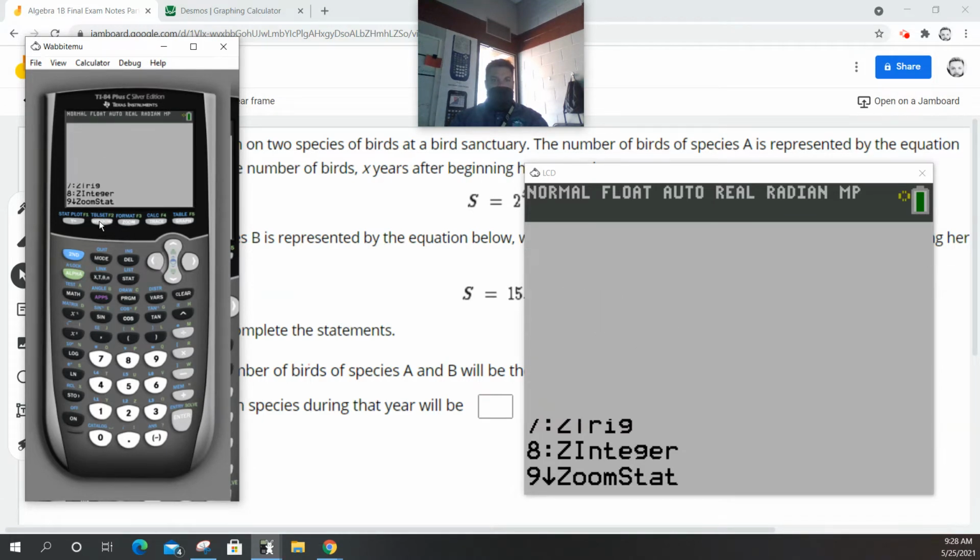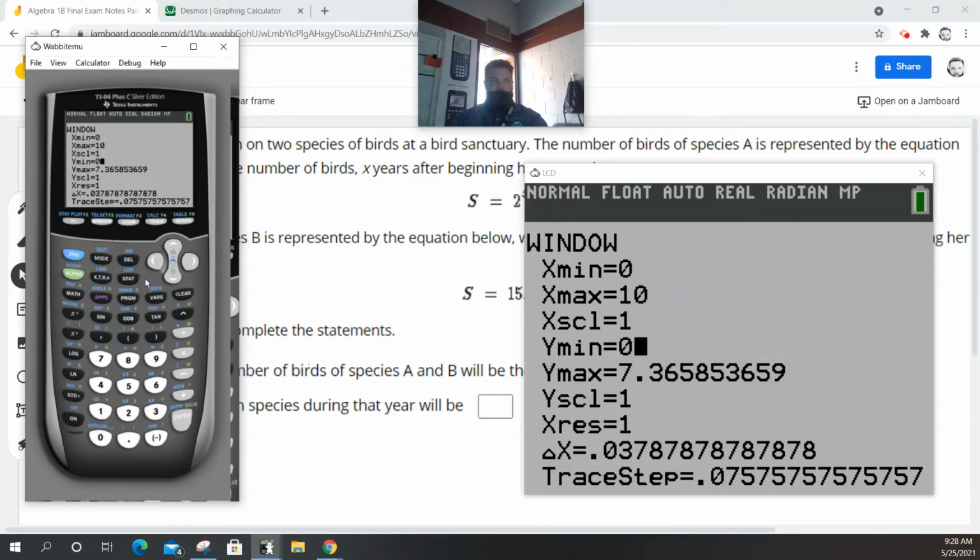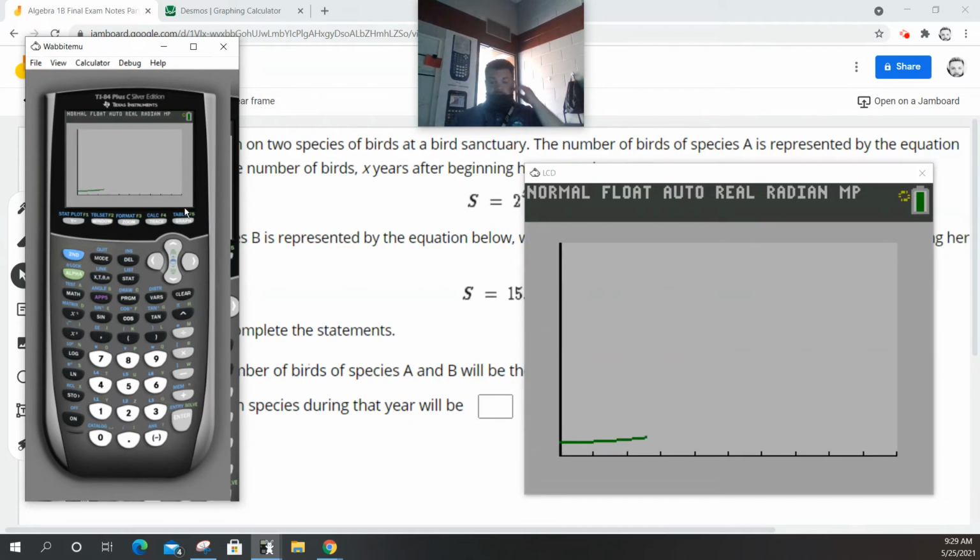So I'm going to set a window. I'm going to go from 0 because I know it's at least 0 years. I would guess it'll happen before 10 years. Now, the y value is what I have to guess on. It's got to be a positive number. 15 times 10 is 150, plus 35. I'm going to guess that my y value goes from 0 to, can't be more than 200. Just guessing. So let's graph this and see what we get.